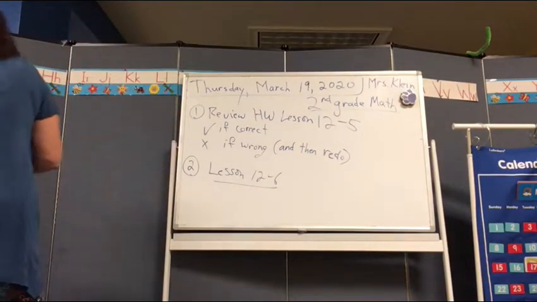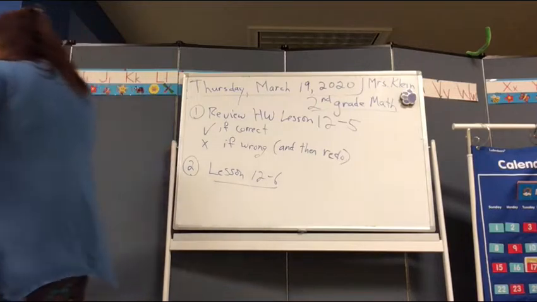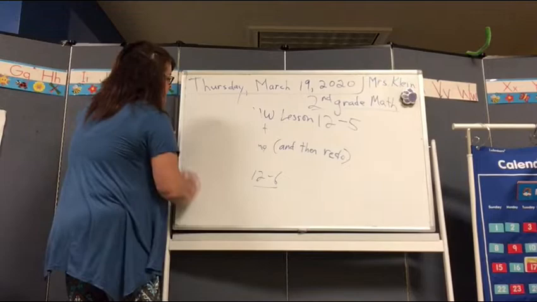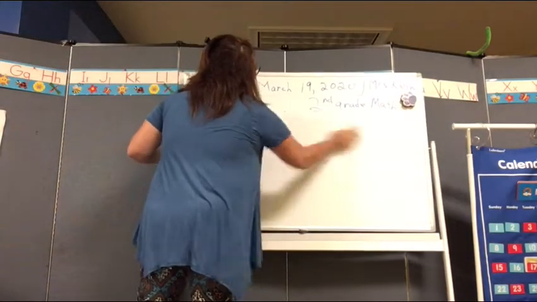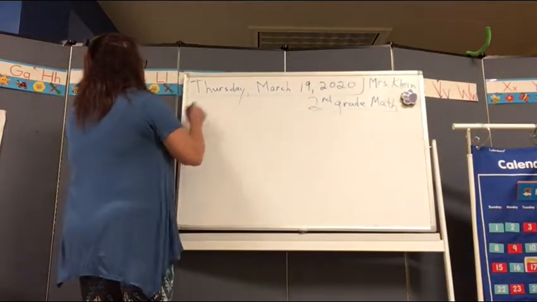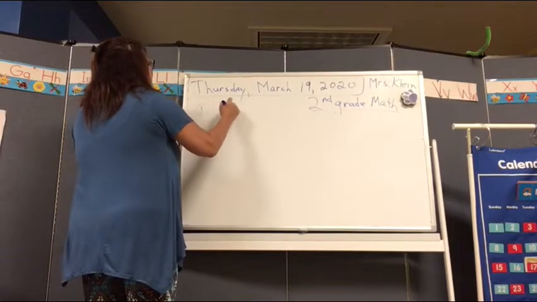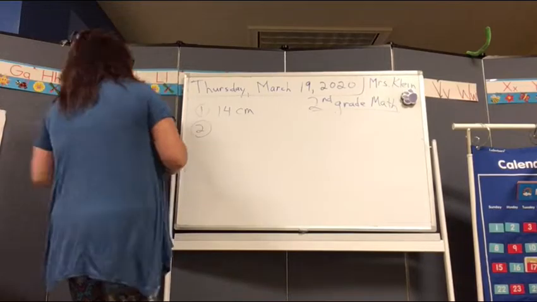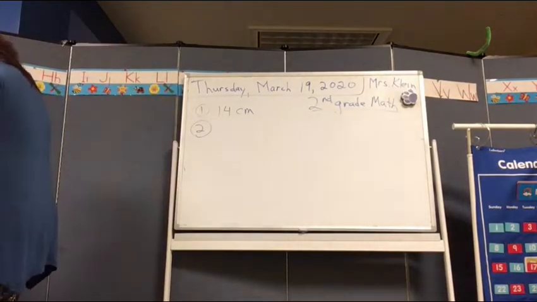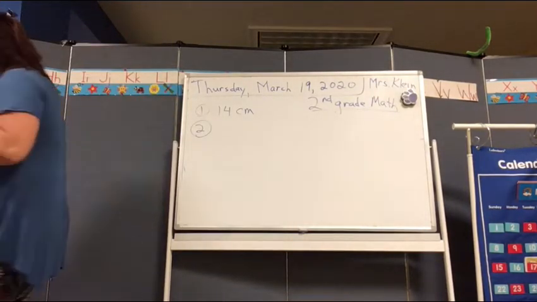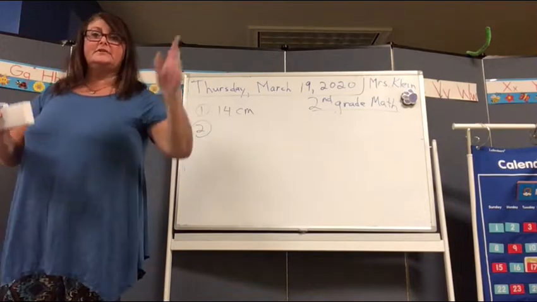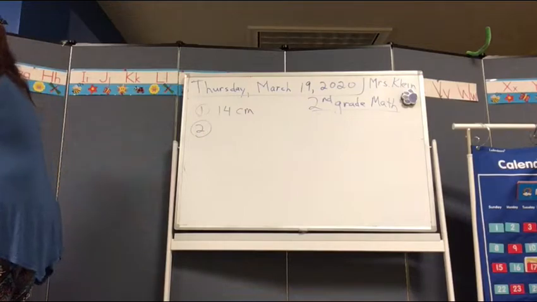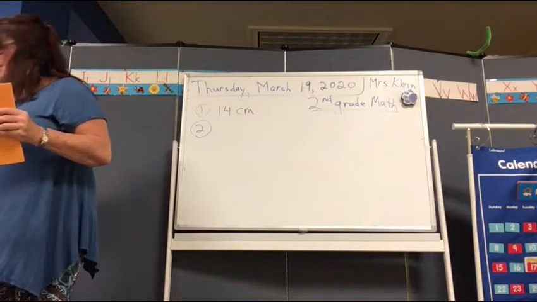So therefore, number one, the measurement of the tape dispenser is about 14 centimeters. If you got 14 centimeters, you got it right, check it off. The height of a book. So let's take this book.